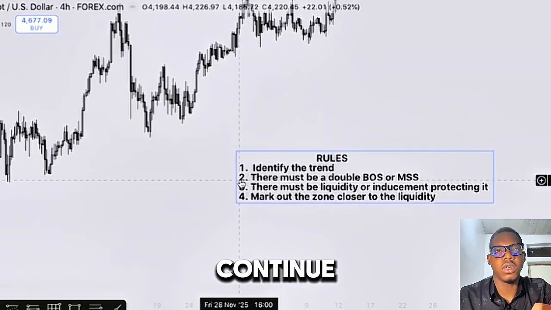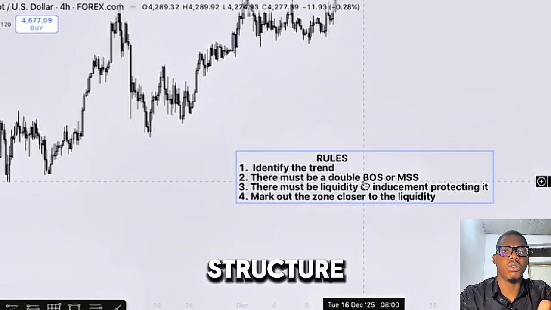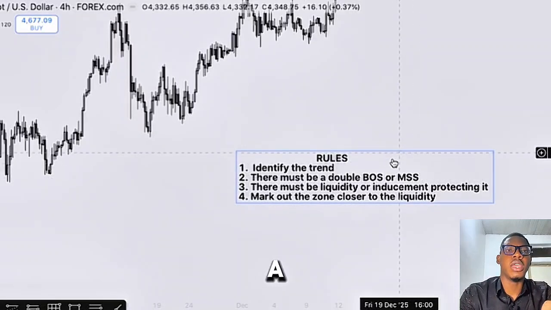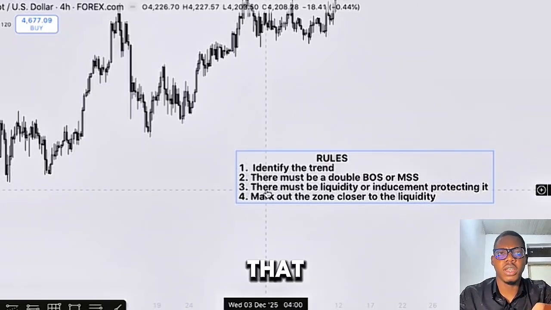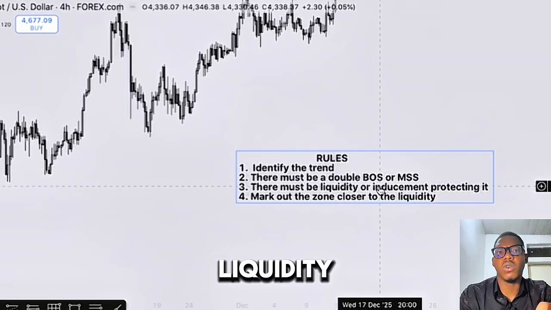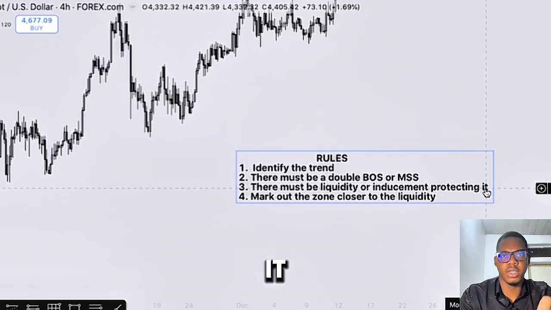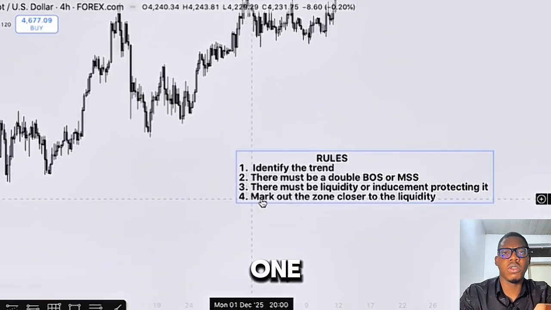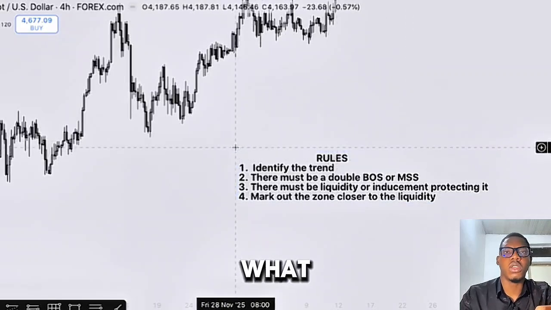So let's continue. The second step is that there must be a double break of structure or a market structure shift. The third one is that there must be liquidity or inducement protecting it. And the fourth one is you have to mark out the zone closer to the liquidity.